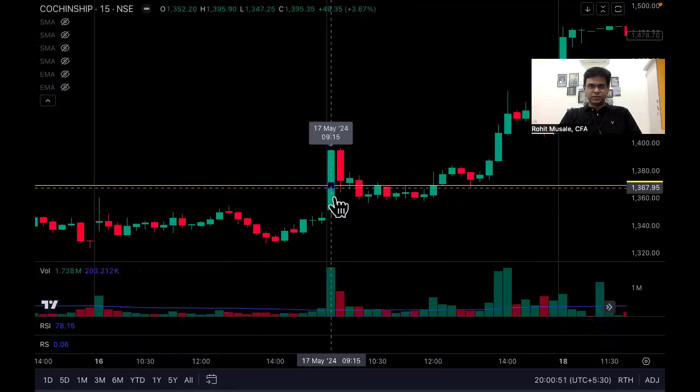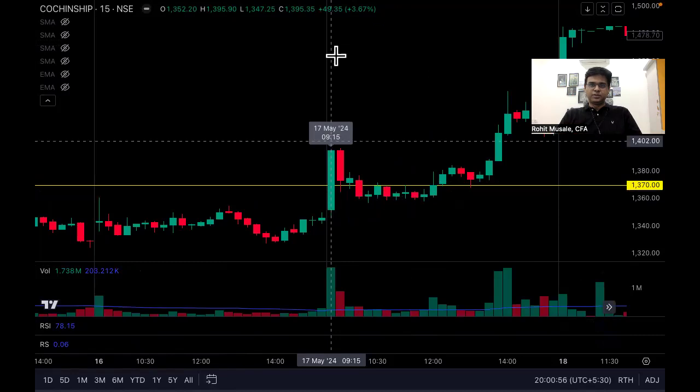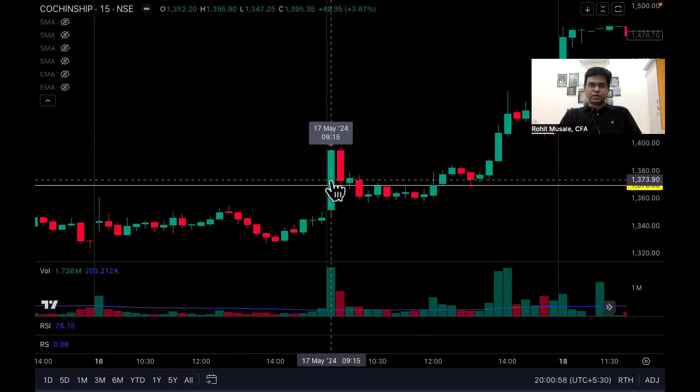So see, this is the first candle of the day, okay? This is 3.67%. If you look at this number, in 15 minutes, in the start of the day, it goes up 3.67%. That itself is a red flag, okay? So if a stock shoots up more than 3% in the first 15 minutes of the day, it could be what I call flash in the pan.